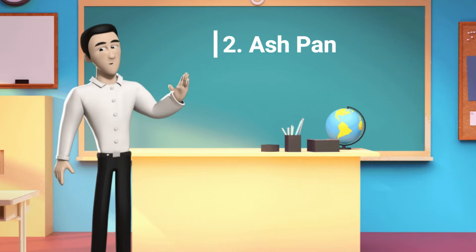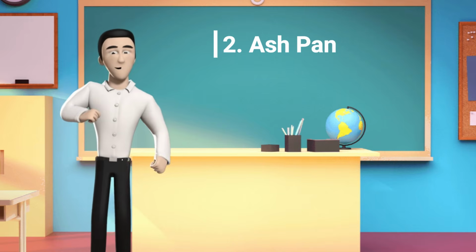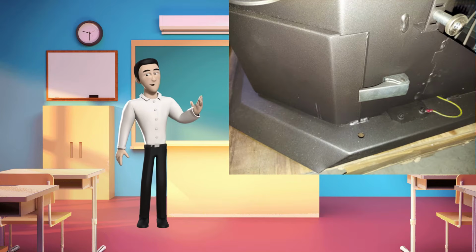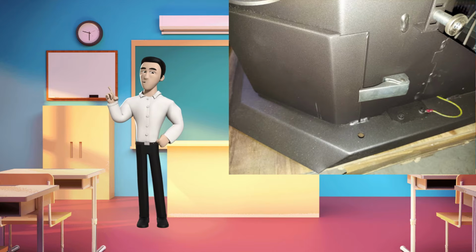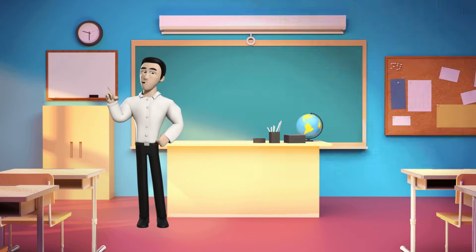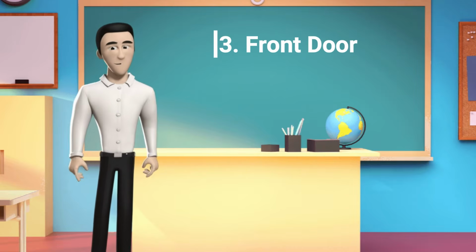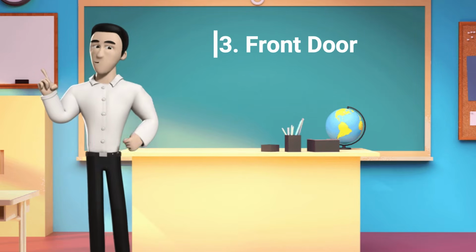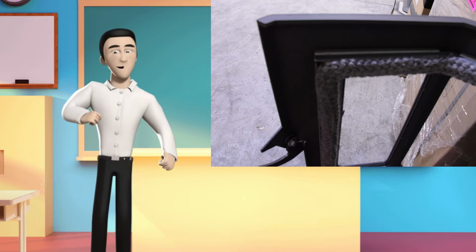2. The ash pan. If your stove has a removable lower ash pan, make sure that the latches are snug and have about equal pressure. One side being tighter than the other can cause gaps on the weaker side. 3. The main front door. Inspect the braided rope gasket around the door to look for fraying or flat spots.